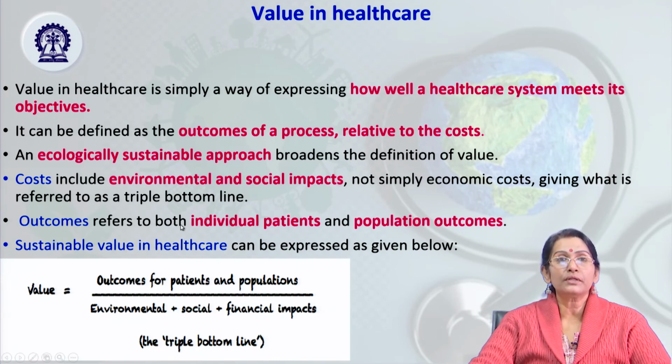The outcome also refers to individual patient satisfaction, which means follow-up feedback is also very good. At the same time, the overall outcome for the total communities of the population should also be very good and satisfactory. So, the sustainable value in healthcare can be expressed like this: the outcome of the patients and population divided by all the triple bottom line impacts, that is social, ecological and economical impacts.